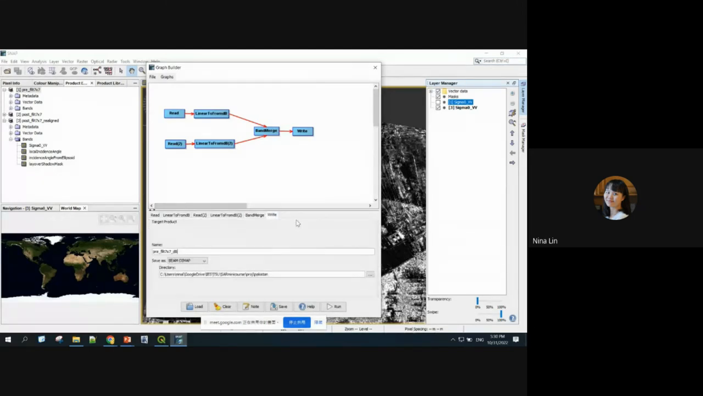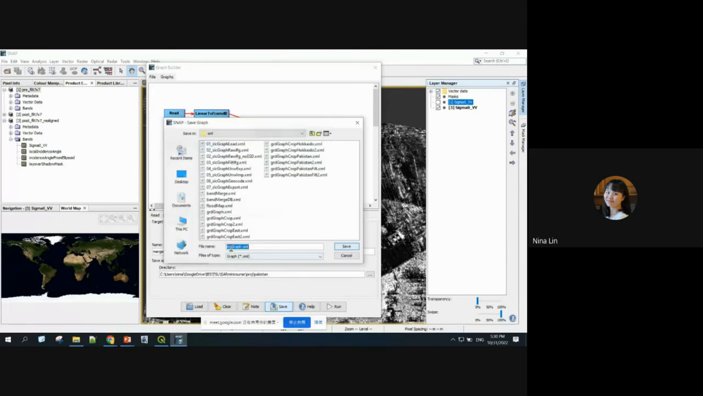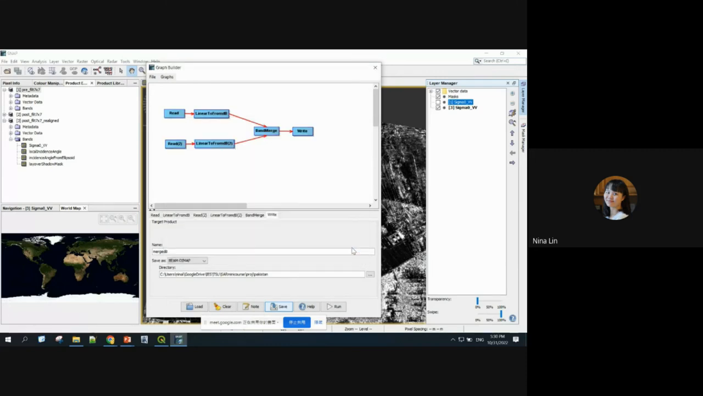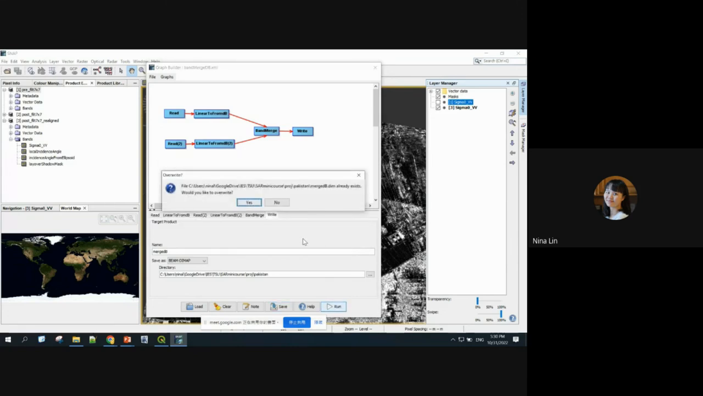Finally, I think I called it merge dB. Merge dB. And then make sure you save it. So we save, and I said band merge dB. Here, this one, band merge dB. Just save, yes, and run.